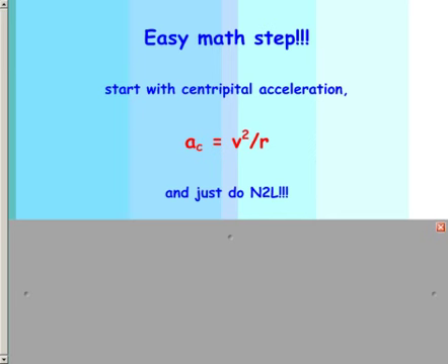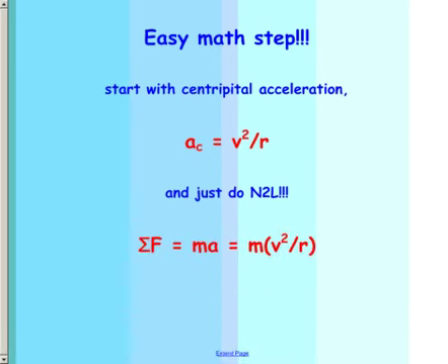All we do is we take that and we plug it into Newton's second law, the sum of the forces equals ma. So for a, all you do is you plug in v squared over r, and you get m times v squared over r, and you can start working with the forces in circular motion. All right? Pretty straightforward. That's as bad as we're going to get with the math today. Nice easy math day.